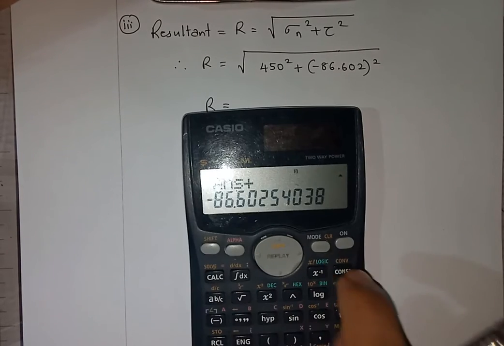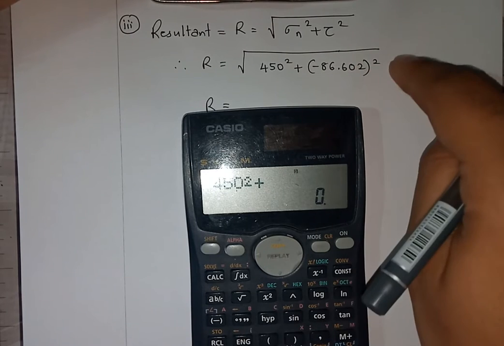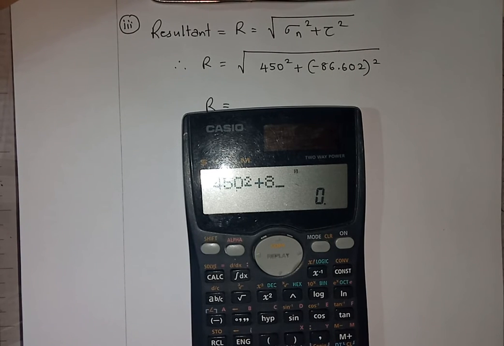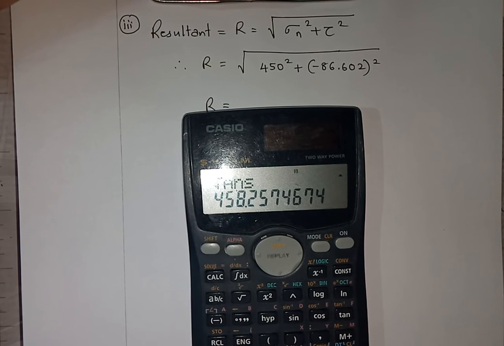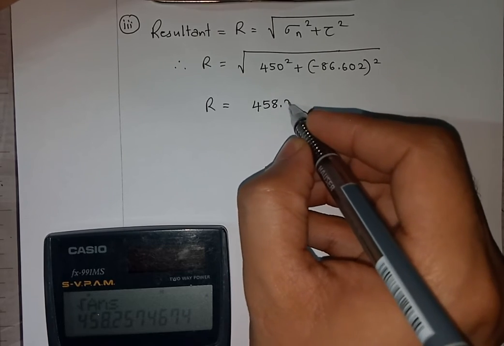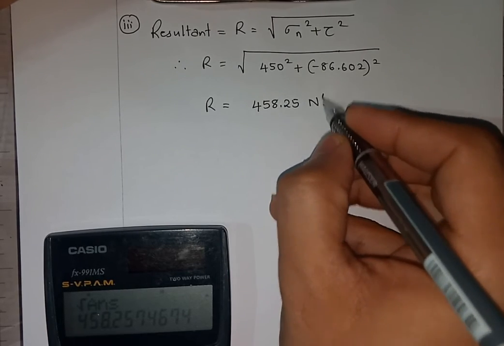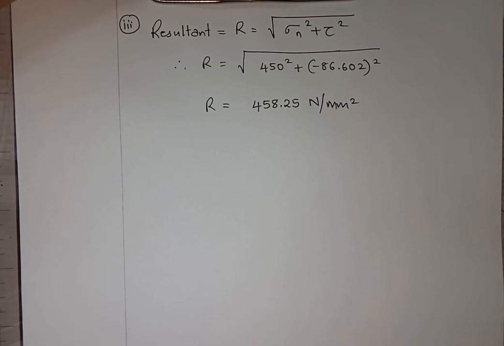Let me check out what will be the value of R. If I operate my calculator, it will be 450 square plus 86.602 square, since when you square a negative it becomes plus. The entire thing has to be taken under root. So it is 458.25 Newton per mm square. So that is the value of resultant.